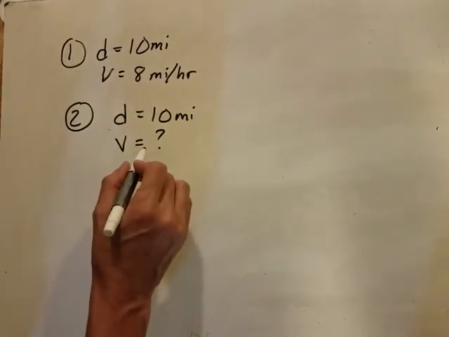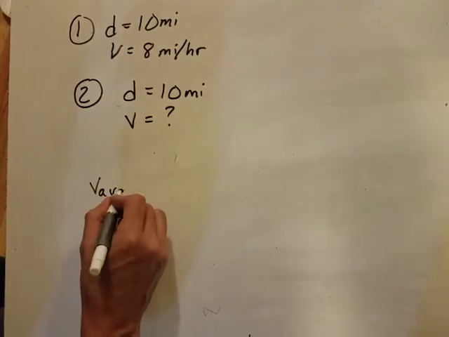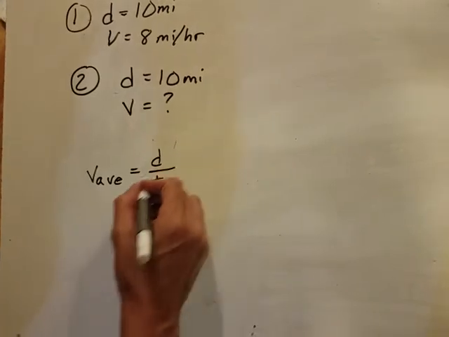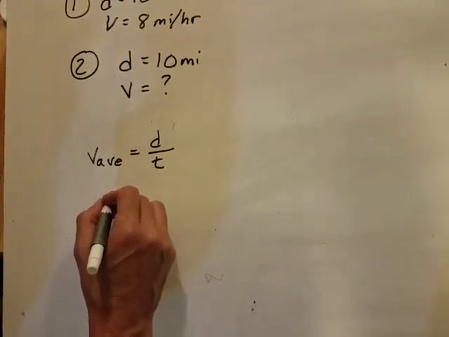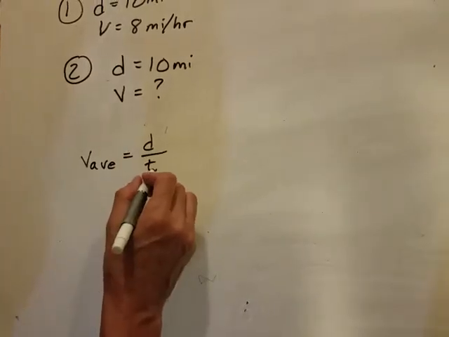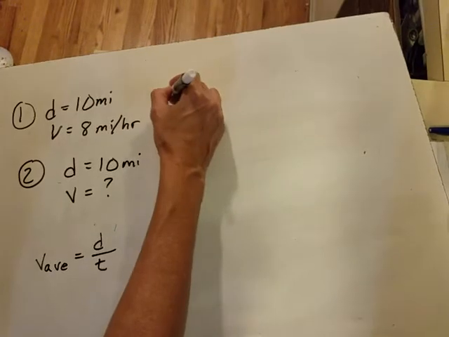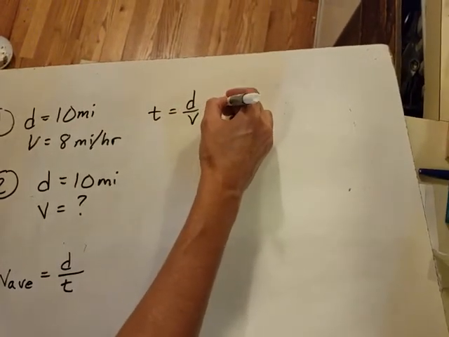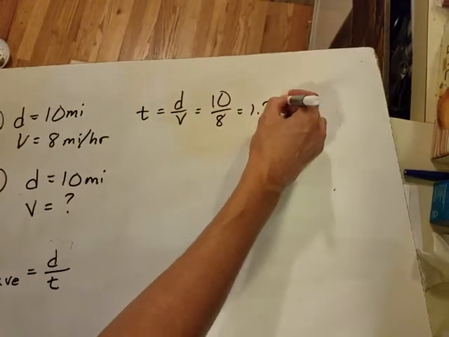To get average speed, we're going to need total distance divided by total time. We know that the total time we're not really sure of, but we can figure out the time here. So let's do that. T is equal to d over v. That is going to be equal to 10 divided by 8, which is 1.25 hours.